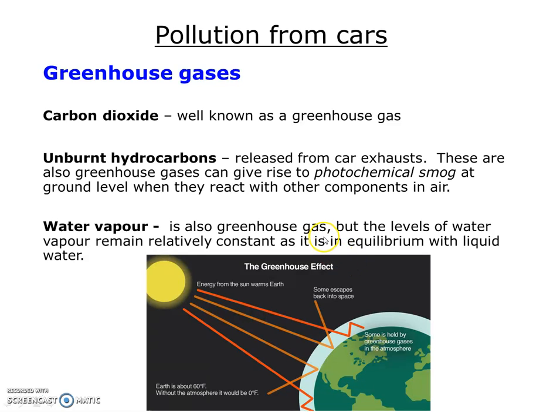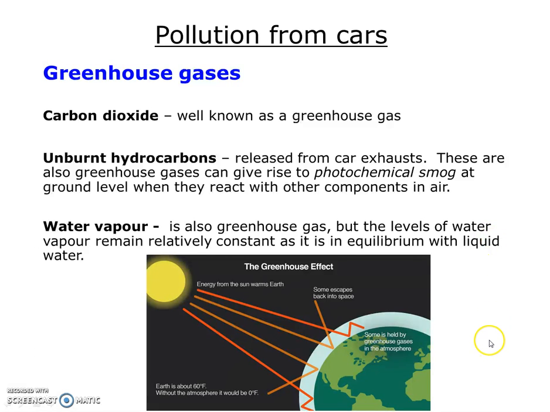Now, we've already stated that carbon dioxide is a greenhouse gas, but what you're probably less aware of is that sometimes some of the petrol will get through the engine unburnt. Again, there's just not enough oxygen to combust it at all. And so some of these unburnt hydrocarbons are released from car exhaust. They can give rise to photochemical smog, but they can also exacerbate the greenhouse effect because they're greenhouse gases. Water vapor.